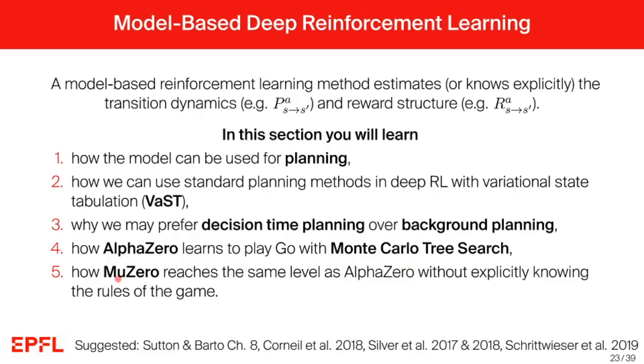And finally, we will combine what we have seen in the previous subsections of this lecture, and you will learn how MuZero reaches the same level as AlphaZero without even explicitly knowing the rules of any game. To speak about planning methods, I will present to you a very simple deterministic example on the next slide. I won't go into details, but recommend that you have a look at Sutton and Barto chapter 8 if you want to know a bit more about planning methods.